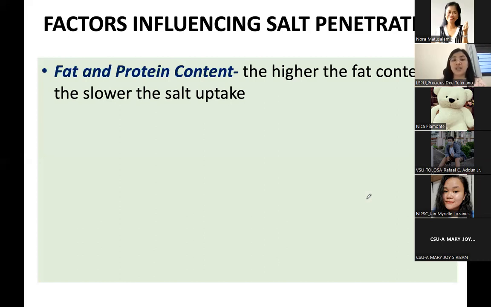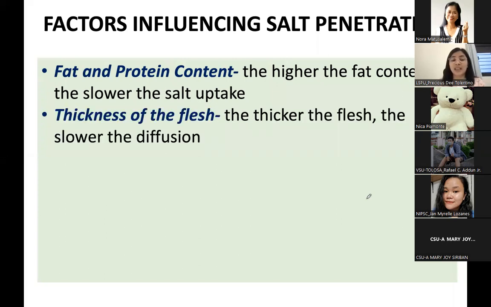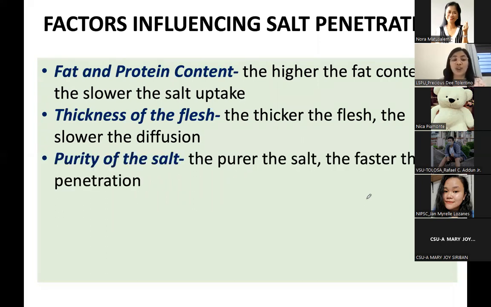Remember this. So we have the fat and protein content. Ayan, sinasabi, the higher the fat content, the slower the salt uptake. And the thickness of the flesh, of course, understandable. The thicker the flesh, the slower the diffusion. And letter C, ayan, the purer the salt, the faster the penetration.